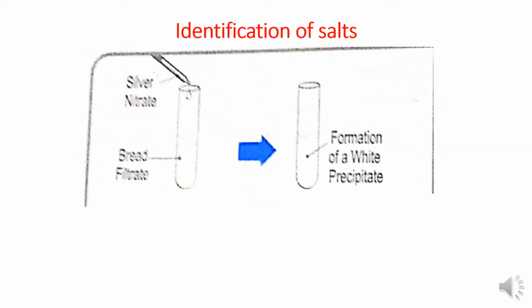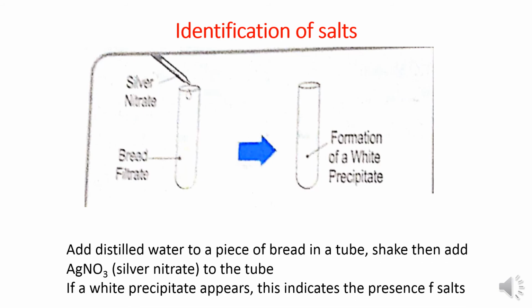Identification of salts. After adding silver nitrate to a test tube containing bread filtrate, a white precipitate is formed. This indicates that bread contains salts. In order to identify the presence of salts, add distilled water to a piece of bread in a tube, shake, then add silver nitrate to the tube. If a white precipitate appears, this indicates the presence of salts.